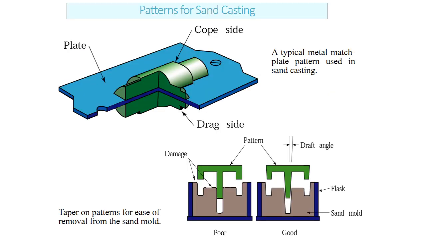The last one is the wrapping allowance. Whenever you try to take out the pattern from the mold cavity, what will happen? The mold wall will try to grip the pattern. So sometimes the draft allowance is not enough to take out the pattern.